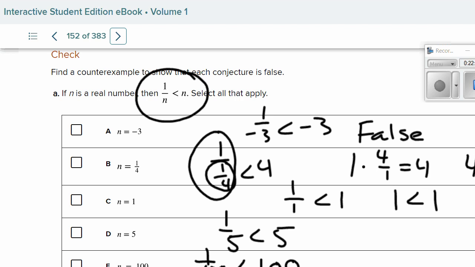It is. But remember, these three were all making the conjecture false, and I only need one to prove that something's false. Okay, so that's kind of a test question right there. It'd be a good one for you to go take a look at and study over again.